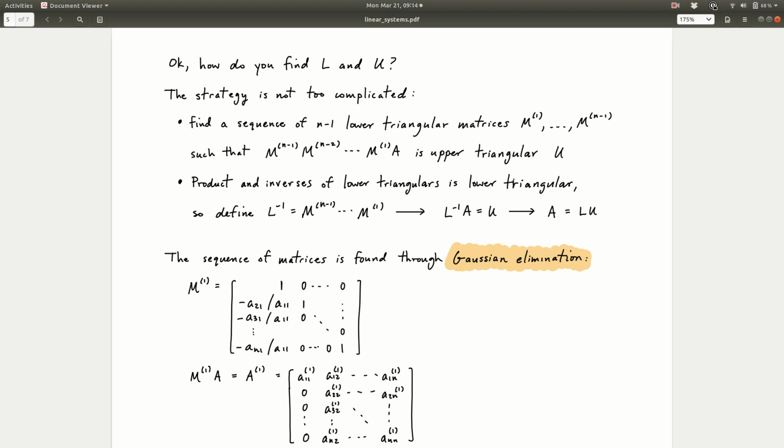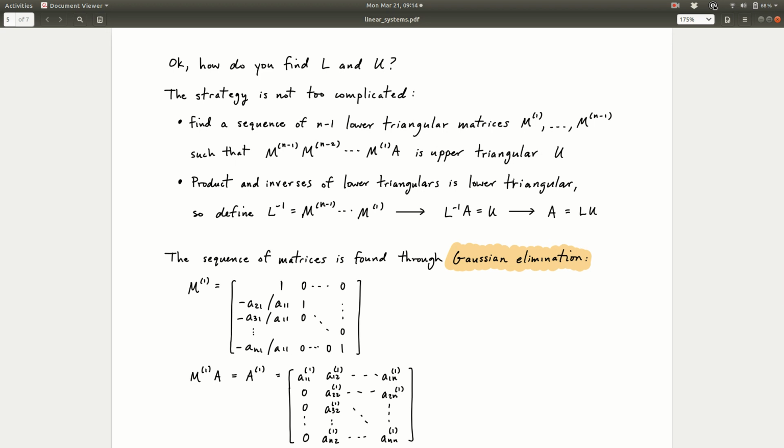Find a sequence of n-1 lower triangular matrices, call them M superscript 1 up to M superscript n-1, such that the product, so I guess you can read it this way, M1 times A multiplied by M2 times M1 times A, all the way up to M(n-1), M(n-2), down to M1 times A. This is going to be a matrix. And we find a sequence such that this matrix is upper triangular. So now we have something times A equals upper. That's the first step.